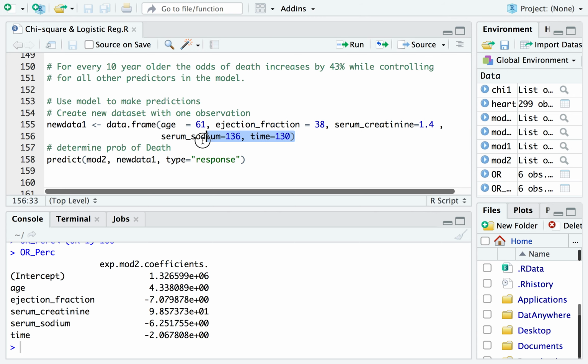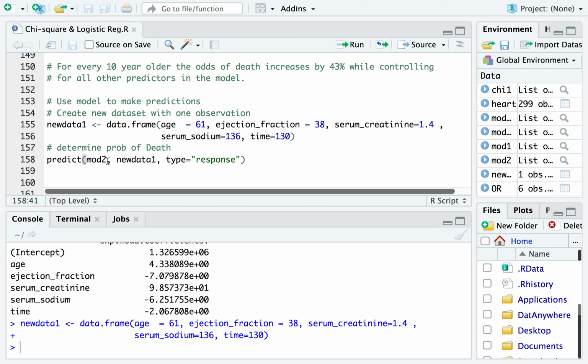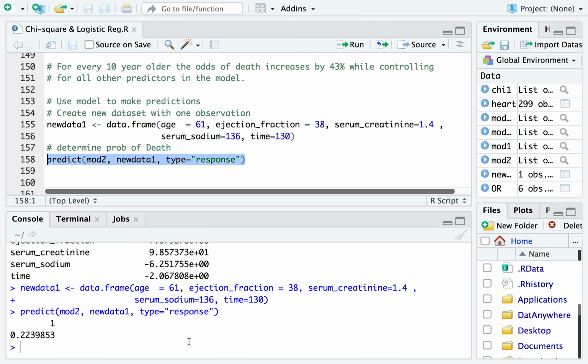So I created a data set and I set the values, like I said, to around where the mean was for each of the variables in the model. I just created this data frame, like age is 61, ejection is 38, and so forth. Let's call it new data 1. Let's run it. And now let's fit the model that we developed, mod 2, onto new data 1, and set type equal to response. And we're going to use the predict function. This will provide us the probability of death, which in this case is 0.22.